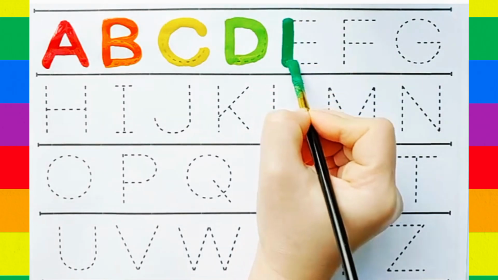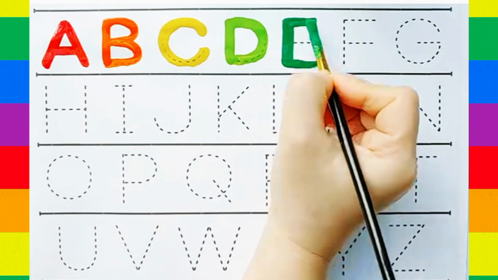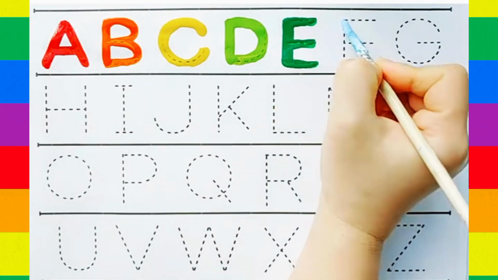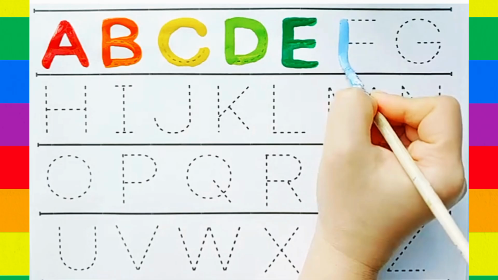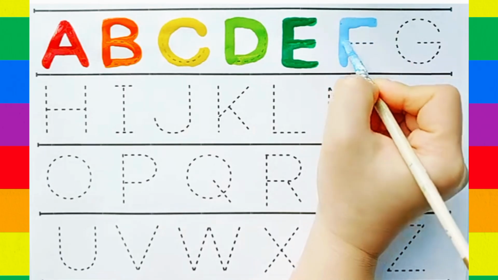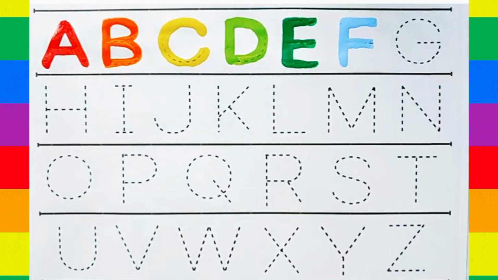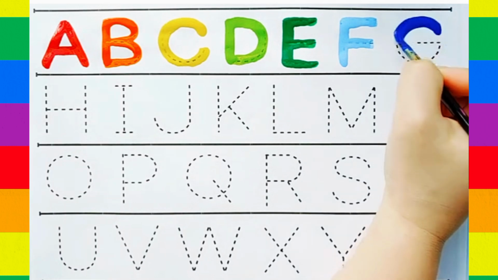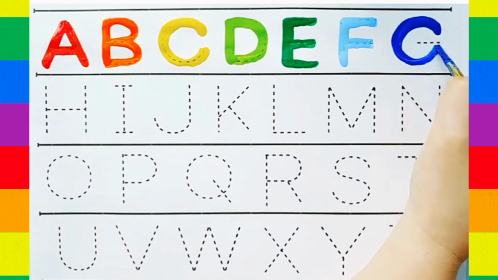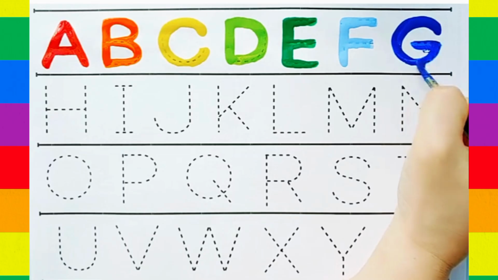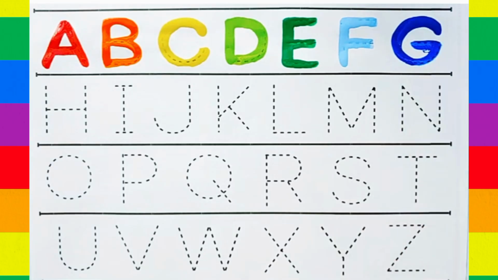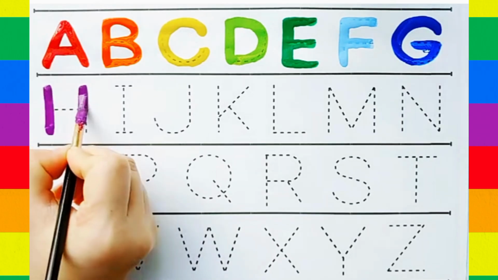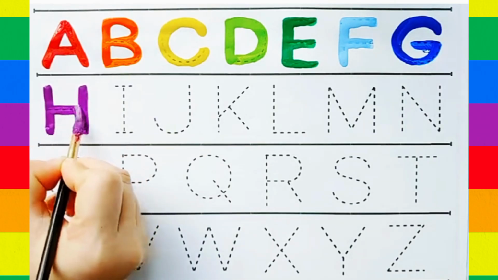E for elephant, E for egg. F for fish, F for flower. G for gorilla, G for grass. H for horse, H for hen.